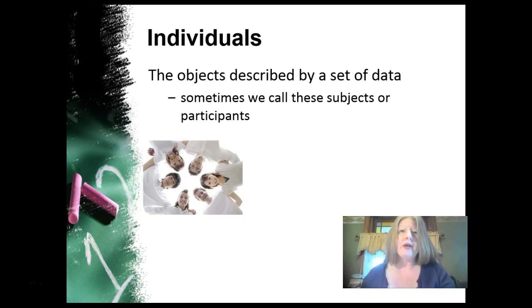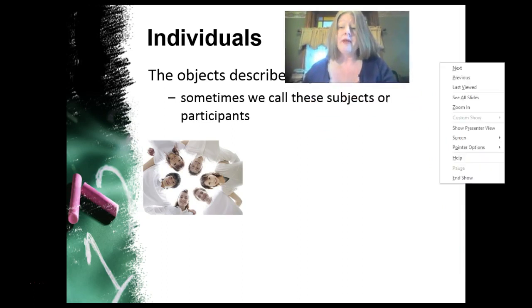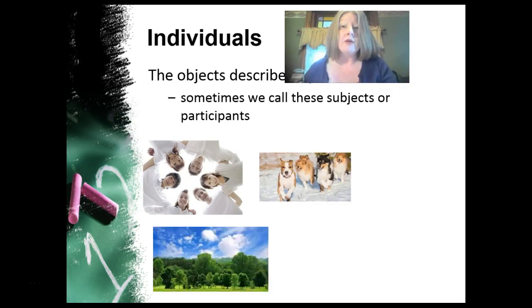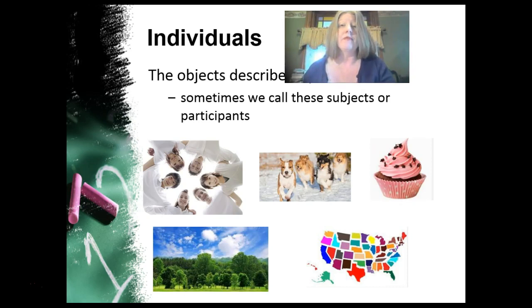Sometimes we call individuals subjects or participants. And we want you to know in this class that individuals can certainly be people, but there are other times when we might be gathering information from animals, from inanimate objects, from trees, from states. So a whole state might be an individual, from food items. So individuals don't necessarily have to be people. They are the objects that you're describing. They're what data is coming from.